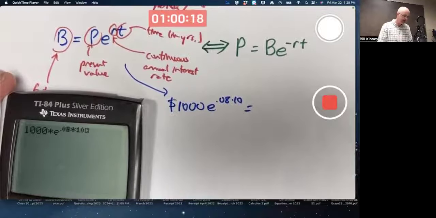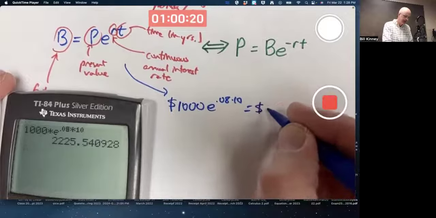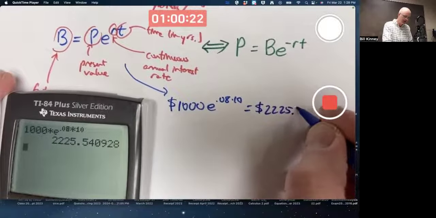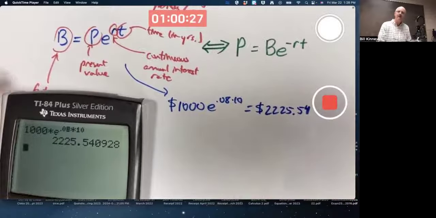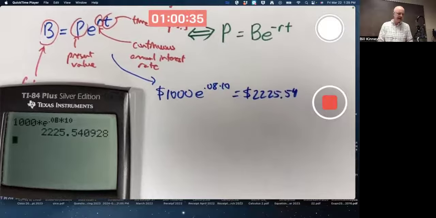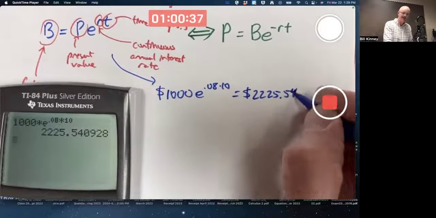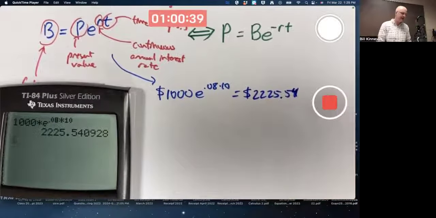It grows. It's bigger than 1,000. $2,225.54. That's how much $1,000 will grow to at a continuous 8% annual interest rate for 10 years. Are you really getting pennies every second? Well, it's really fractions of pennies again. All right, that's the future value after 10 years of $1,000 now.